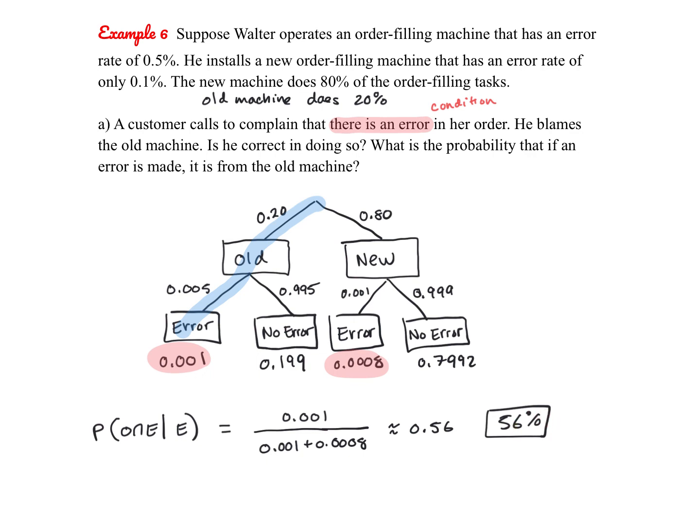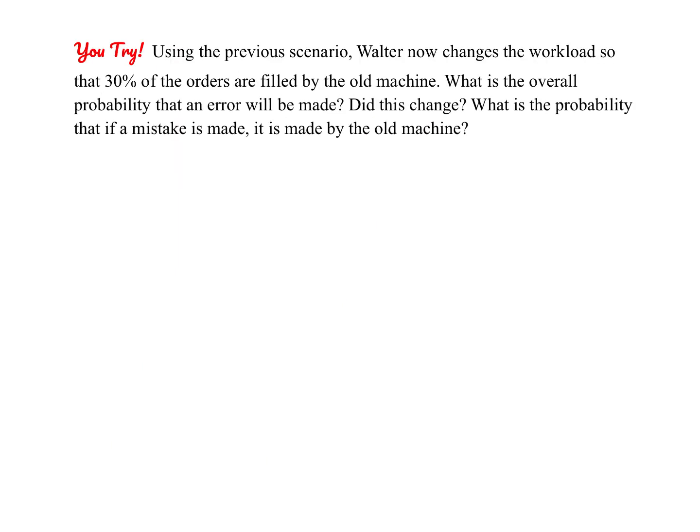So again, I wouldn't necessarily say that this is a super accurate statement to make because it's just over 50%. So I would say that he probably should not be blaming the old machine. I mean, it's very possible that it is the old machine, but again, a 56% chance doesn't instill much certainty. All right, I have one last one for you to try on your own. So please give it a shot and hit play when you're ready to check your work.